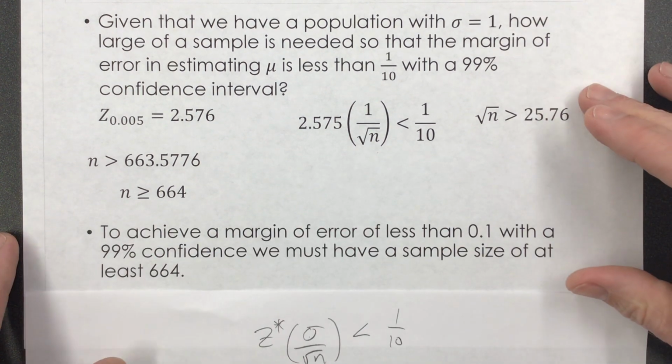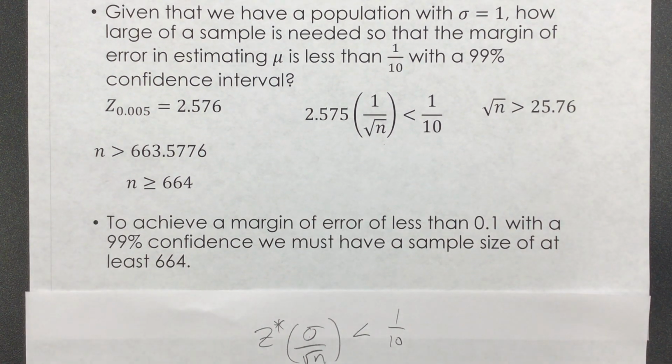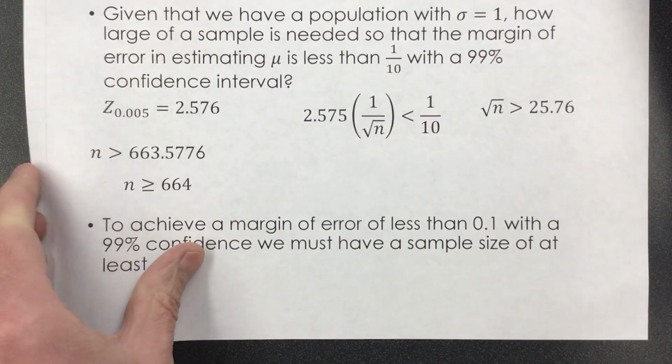Again, please answer this in a complete sentence. Okay, so to achieve this margin of error with a 99% confidence, we would need to choose a sample size of at least 664. Notice, by the way, I didn't have to validate this calculation because I haven't actually collected the data yet. I don't have to talk about SRS. There has been no data collected yet. Right now, I'm just figuring out what size sample is needed. Okay. All right. So there you go.